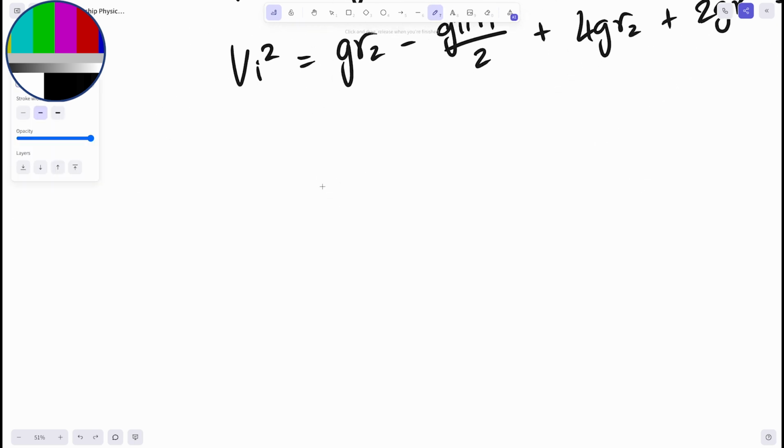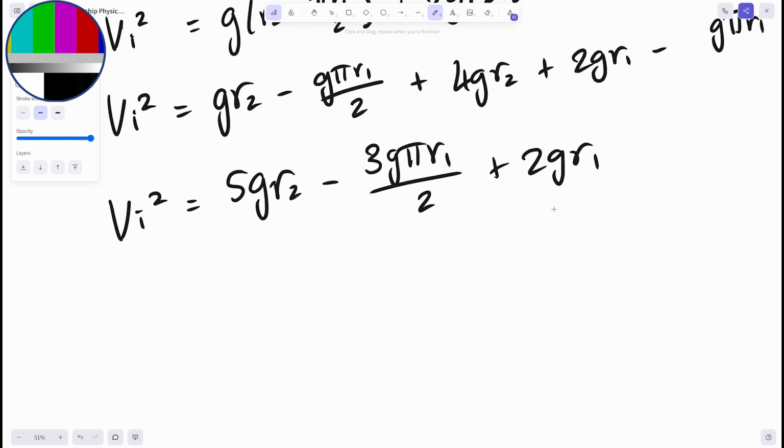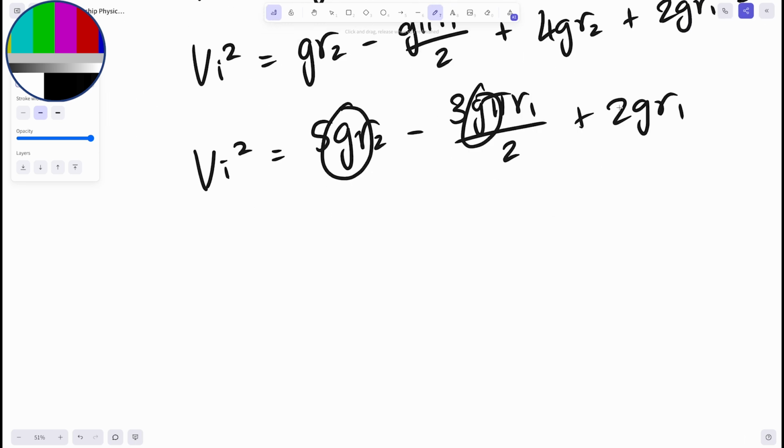Now gathering our like terms, as we have g as a common factor in all three of these, we can take it out.